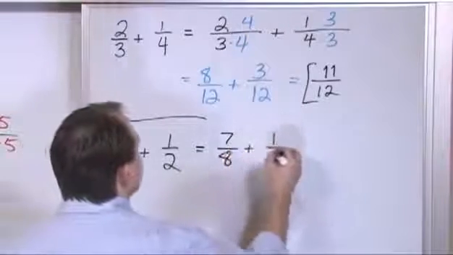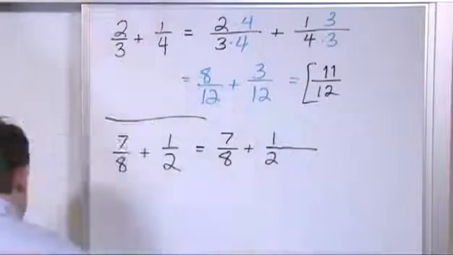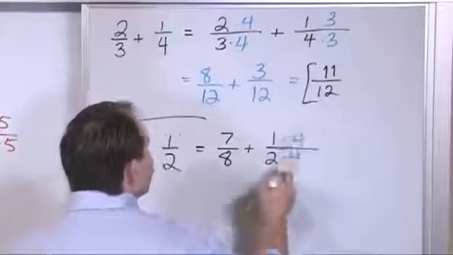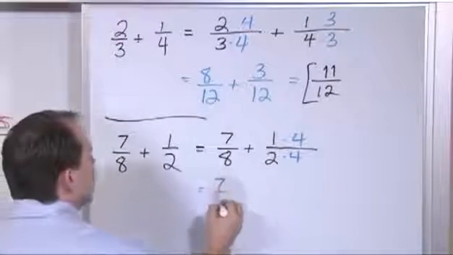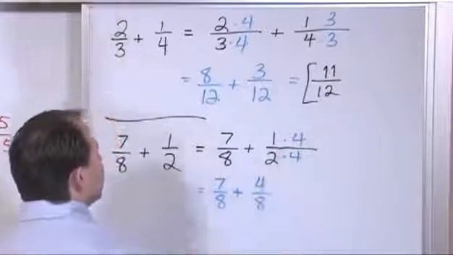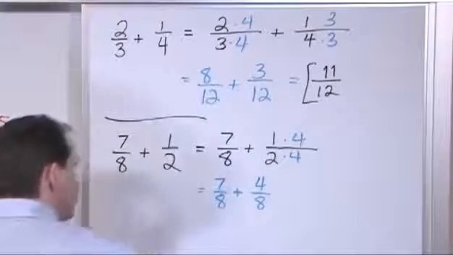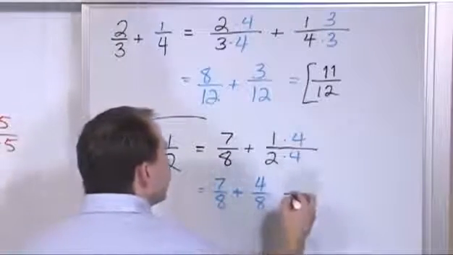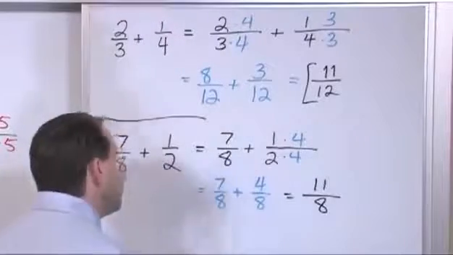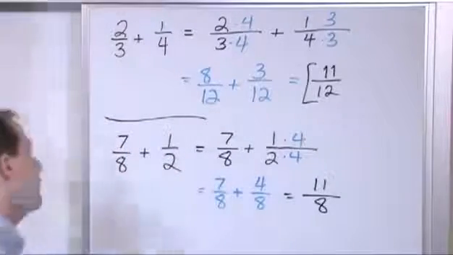7/8 plus 1/2, and I will manipulate this guy by multiplying by 4, like this. So I'll have 7/8 plus 1 times 4 is 4 eighths because of the 2 times 4 there. And then I'll go ahead and keep the common denominator in my answer just like I always do. 7 plus 4 is 11. So 11 eighths is the answer, and I can leave it like that, but this is improper.